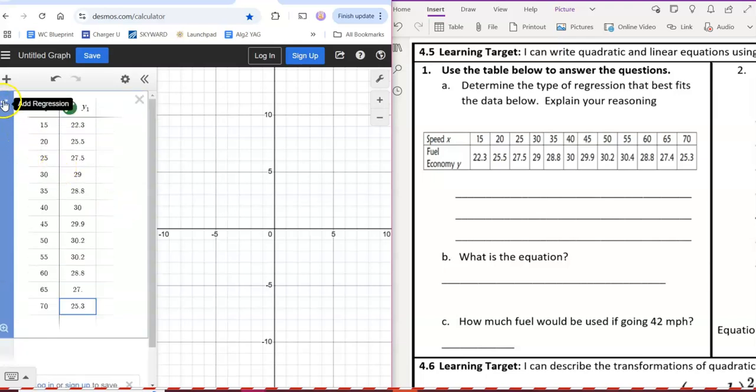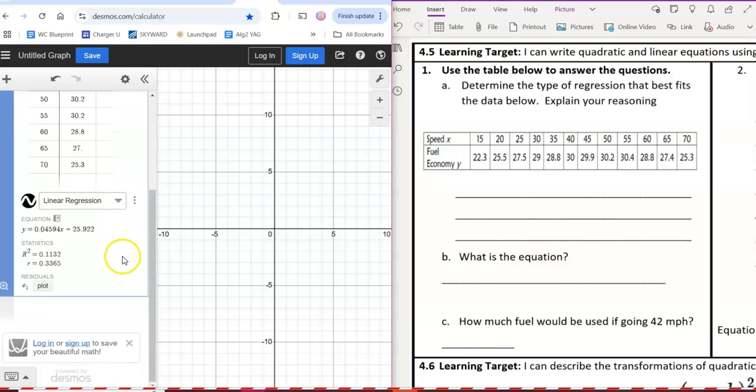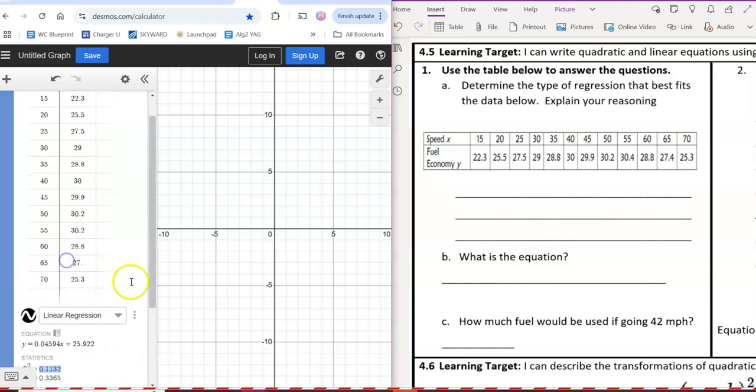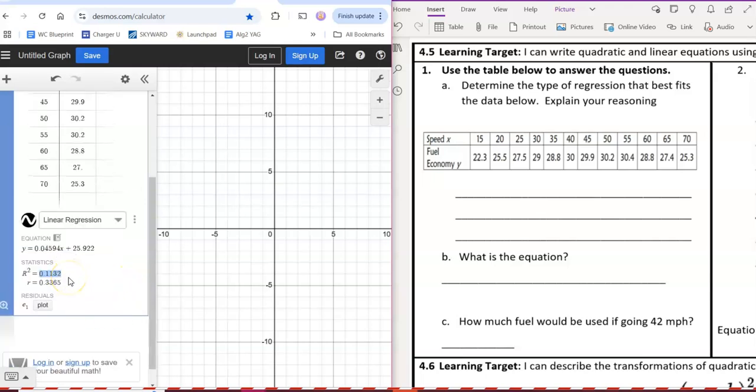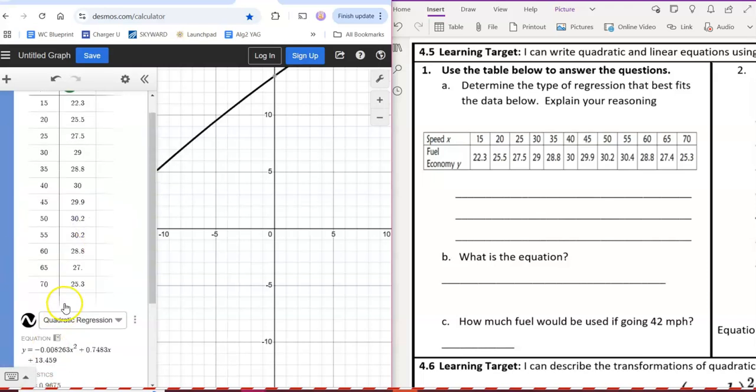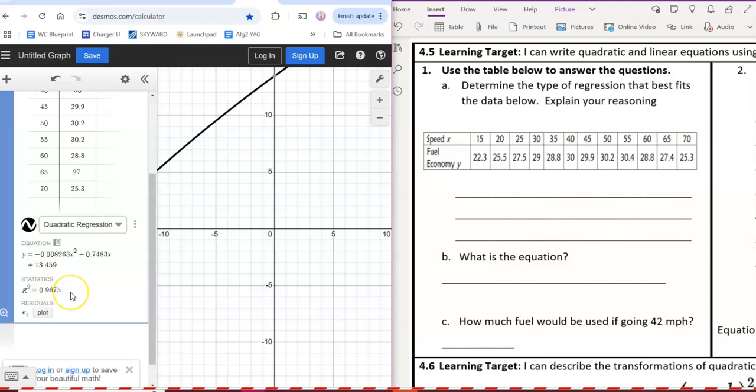And in my class, we hit this little button over here on the left, add regression, and we can see the linear regression first. So looking at the r squared, the linear regression is 0.1132, and the quadratic regression is 0.9675. So this is definitely the quadratic regression.